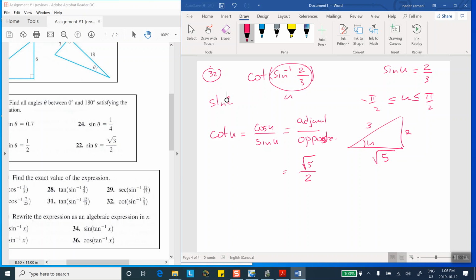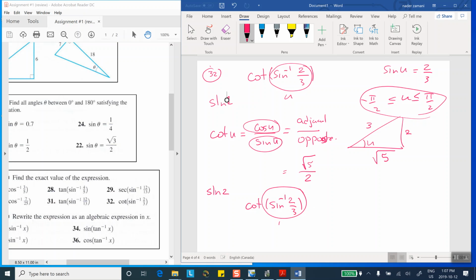Now, as far as the algebraic sign, it's always a good idea to check, because in this range, sine is positive, okay, and cosine is positive, and the whole thing must be a positive number, and it is. So solution 2, start with cot of sine inverse of 2/3.